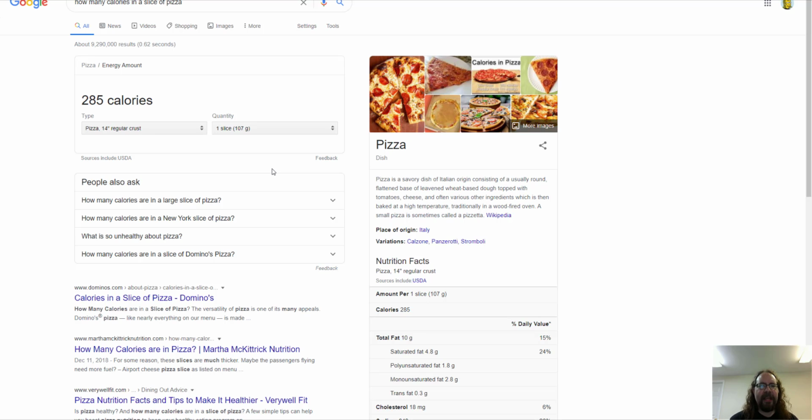How is the crust made? It says regular crust, but what does that mean? Different types of cheeses can have different calorie counts. Even different types of mozzarella have different calorie counts. How is the sauce made? How much oil was used to make the sauce? How much sauce was put on the pizza? So even though Google tries to give some precision here, this is still very much an estimate.